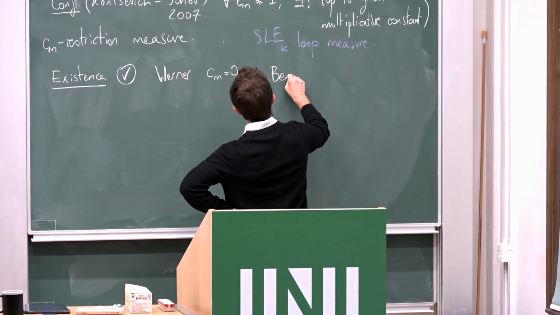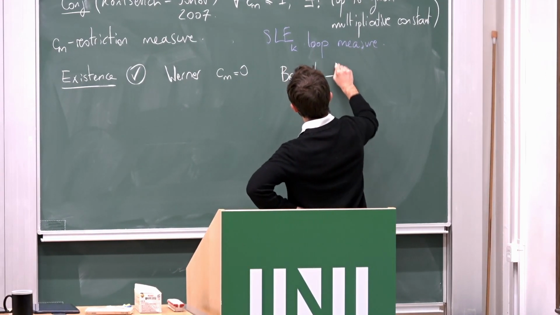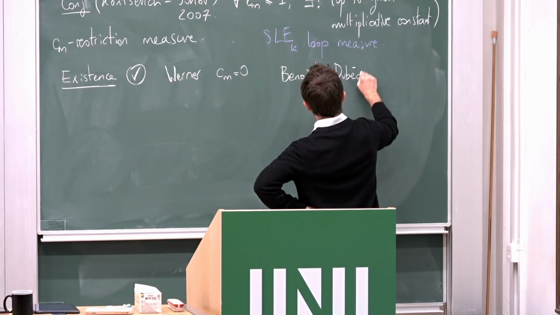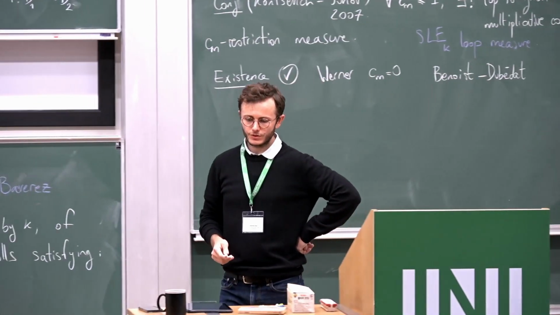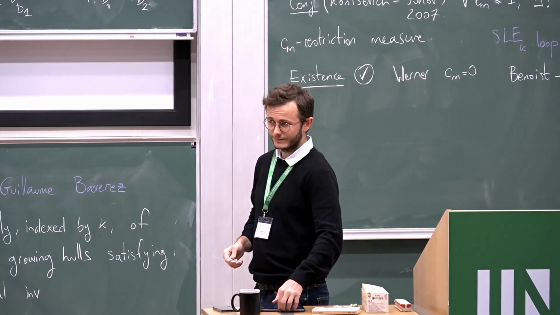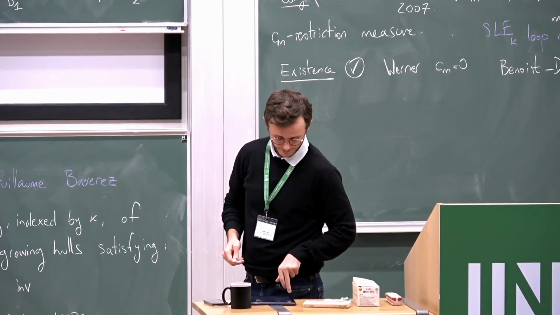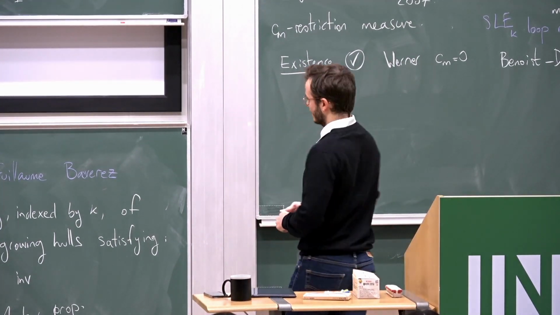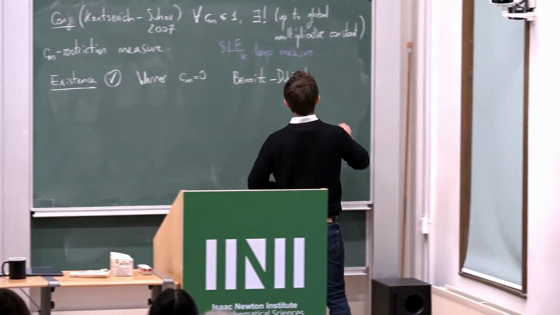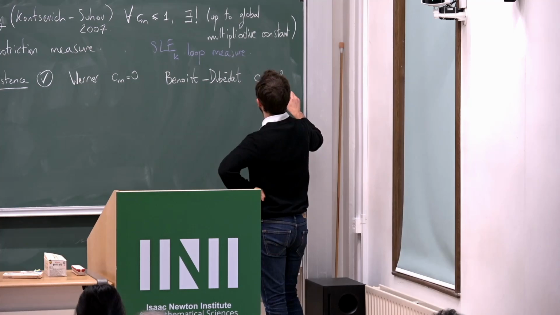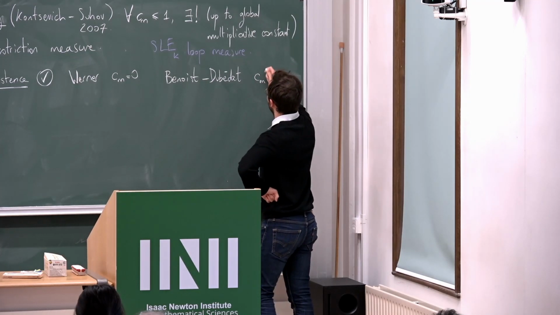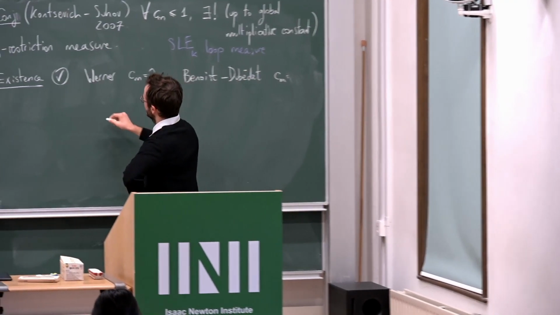Then Benoît Dubédat showed this for Cm equals -2. I haven't written it. Cm equals -2 maybe? Okay, not sure now. Kemppainen.